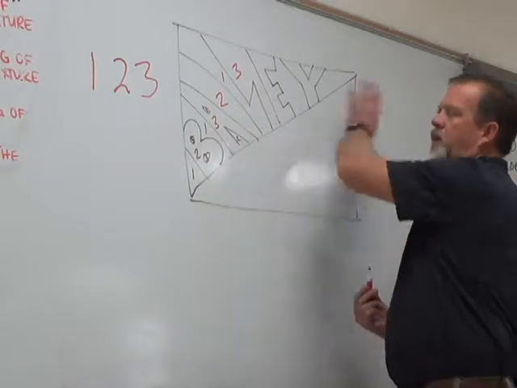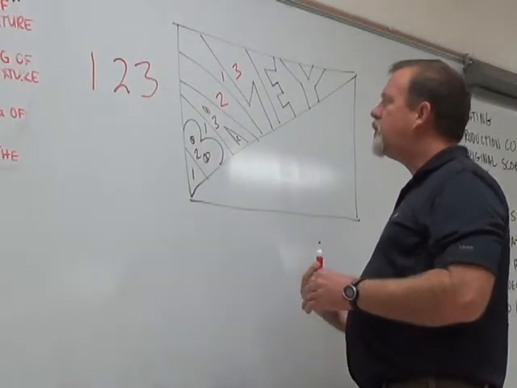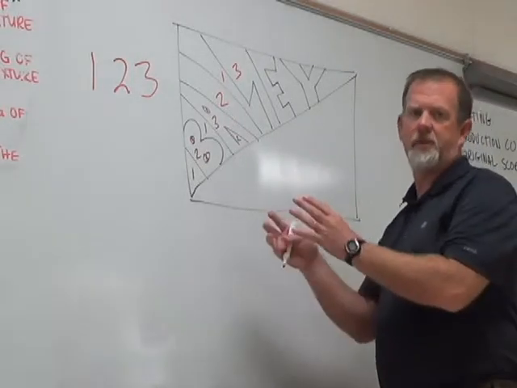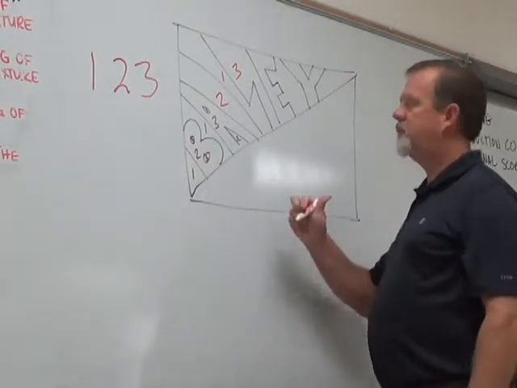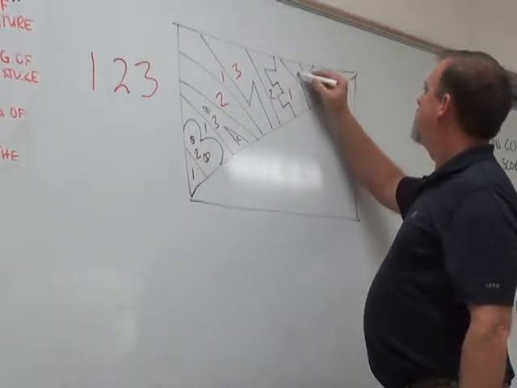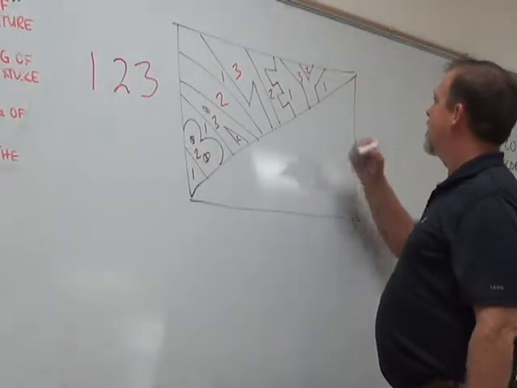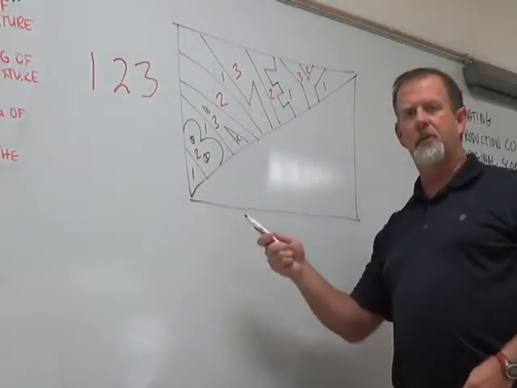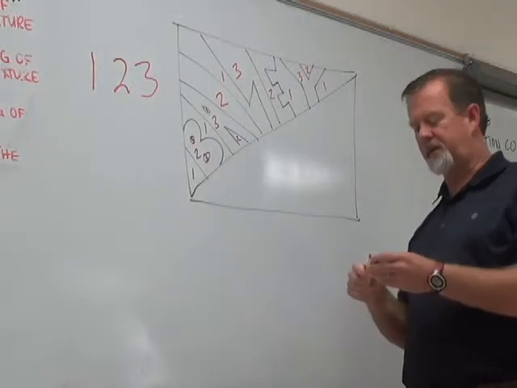And I'm going to go through the whole thing, making sure that all of those numbers don't have a shape that touches them that's the same number. So as I go through, I'll just number these like so. So there's no shape that has a number that touches a shape that's the same number.